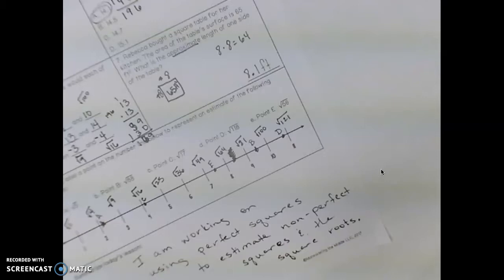All right, so I have A, a little past 2, C, a little past 4, E, almost right in between 7 and 8. I have B right in between 9 and 10, and I have D between 10 and 11, but closer to 11. So if I was going to summarize today's lesson, we worked on estimating square roots that were not perfect squares by using those perfect squares.